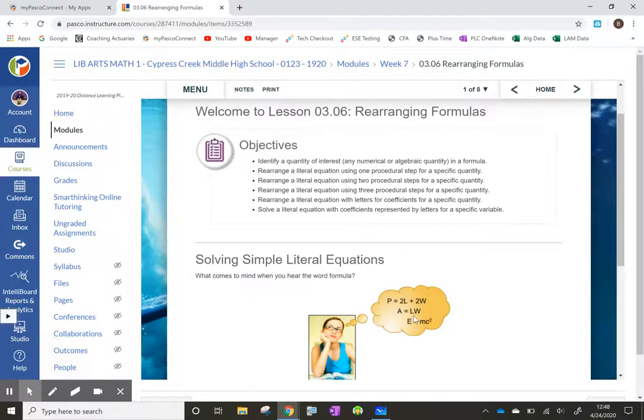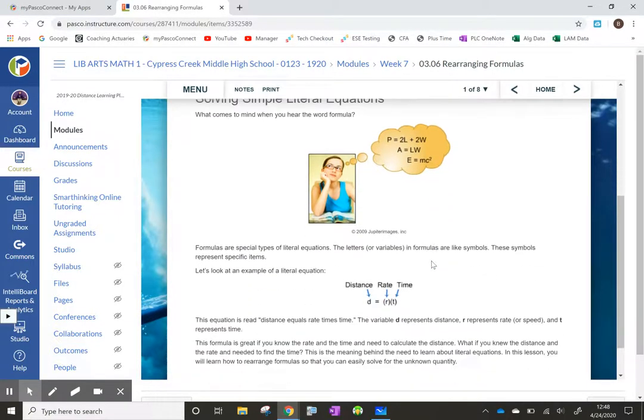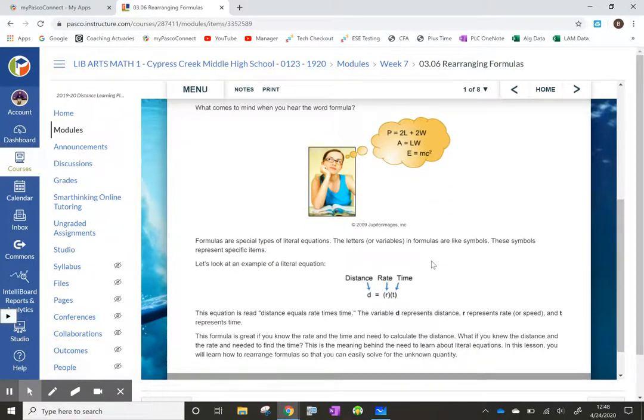So get a piece of paper out. You want to make sure you're writing this stuff out by hand as well. You don't just want to watch the video. Okay, but here we're going to be rearranging formulas. So the first formula we're going to look at is a very simple one. Distance equals rate times time. Okay, d equals r times t.